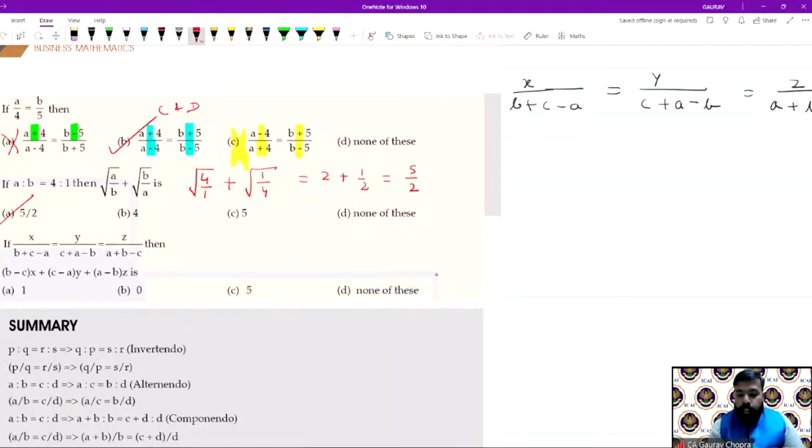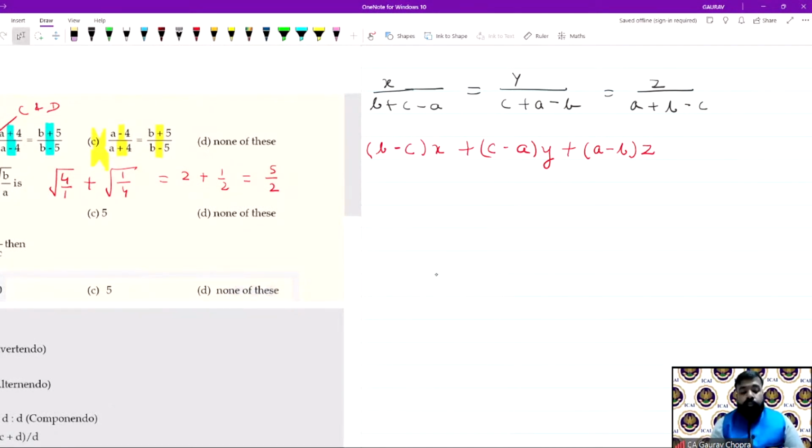And what is the requirement? Question is asking to find out the value of B minus C into X plus C minus A into Y. Sorry, in place of equal to it is plus sign, so here also it is plus. And last one, A minus B into Z. Yes. So this we have to find out. What will be the result?